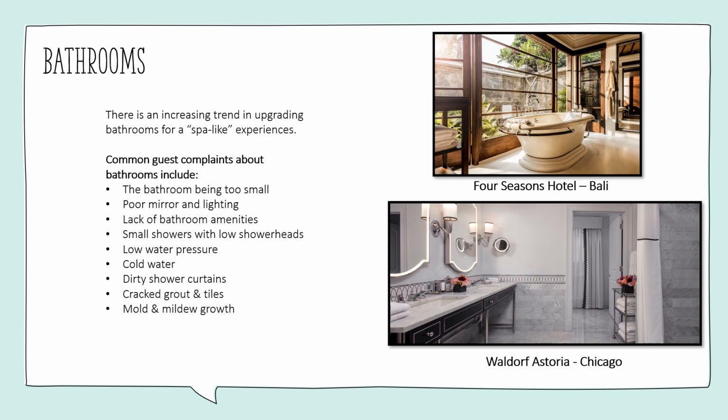Some common guest complaints about the bathroom can include the bathroom being too small, the mirror and lighting not being adequate for doing one's hair or makeup, a lack of bathroom amenities such as a cheap blow dryer and low quality soaps and lotion, small showers with too low of a shower head for folks that are taller, low water pressure or water that isn't hot enough or takes too long to get hot, stained or dirty shower curtains, the fact that the bathroom has a tub, mold or cracked tile and grout. The list can go on.